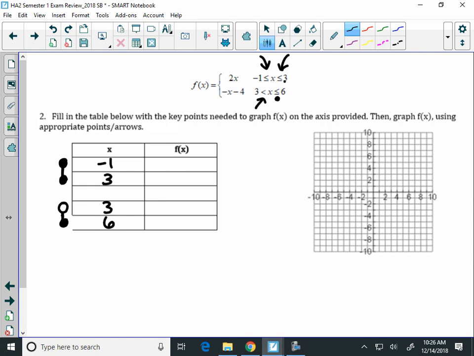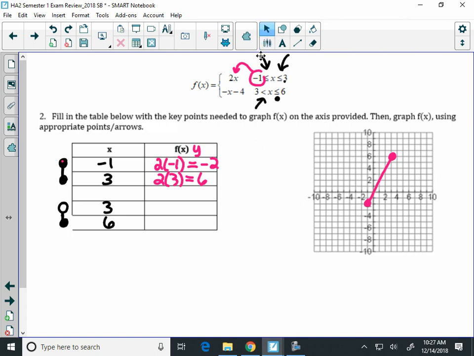So now you use the corresponding equation to that domain to find the y values, right? So for -1 here, you put -1 into the function 2x, 2 times -1, and you'll get an output of -2. So to plot that, you'll plot the point -1, -2 with a closed dot like we identified. 3 is also from that equation, so 2 times 3 is 6. So you're going to plot the point 3, 6 with a closed dot, and then all you have to do is connect those. That's the left segment of this piecewise function.